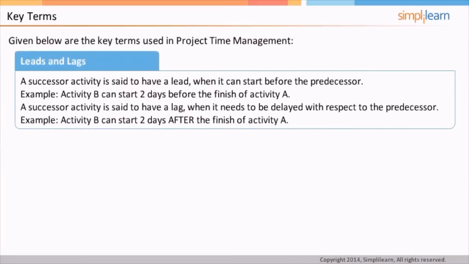When a successor activity can start before the predecessor activity can complete, it is considered lead. For example, you can start preparing the test environment 2 weeks before the development activity finishes. When the successor activity has to wait for a few days after the predecessor activity has been completed, it is considered lag. For example, one needs to wait for 2 days for the foundation to settle before work on the pillars for the next floor starts.